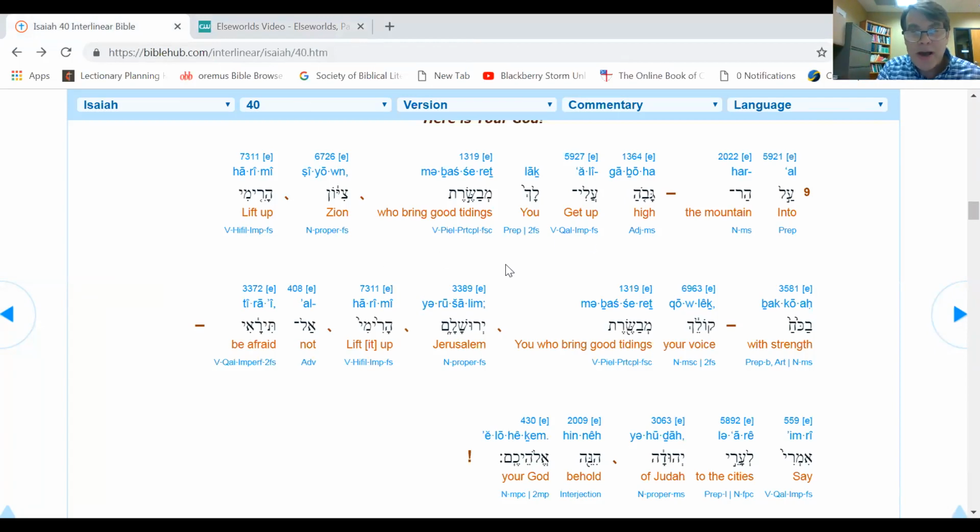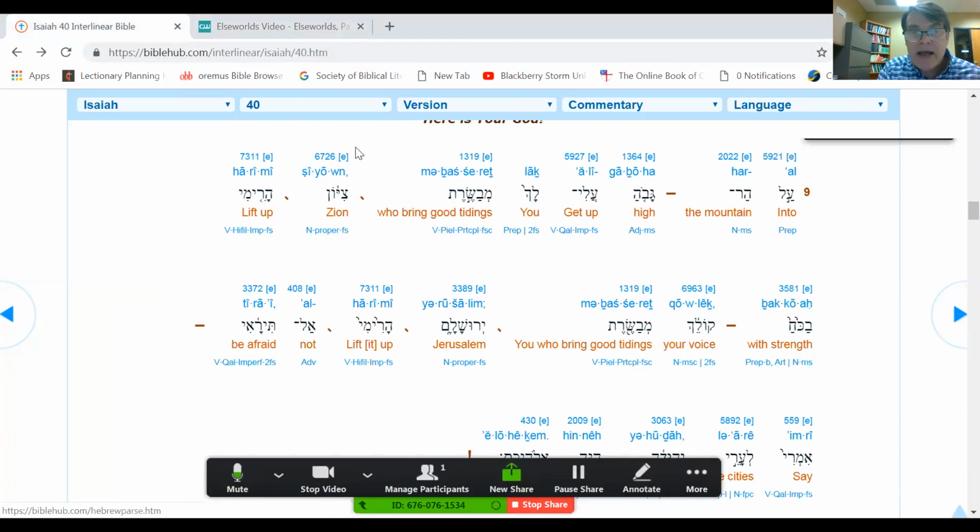Okay, so Zion is feminine singular. And so I think that if you look at the other, I didn't put all of the code, but you can see that the command, get up, is addressed to a feminine singular, and the one who tells good tidings is feminine singular. So I believe that Zion is the one that is in mind there.